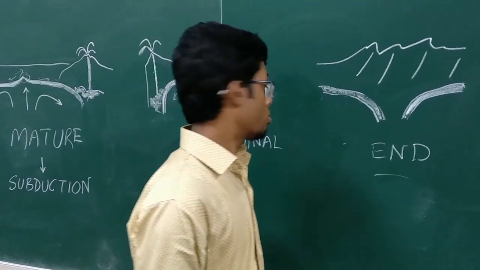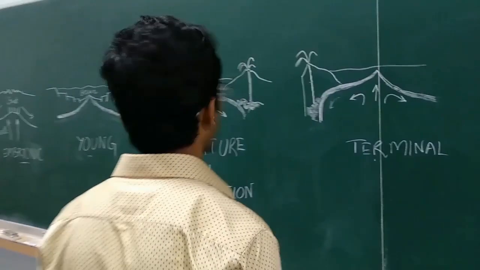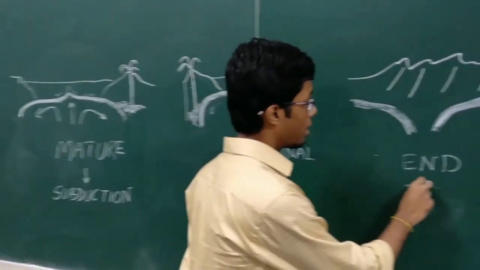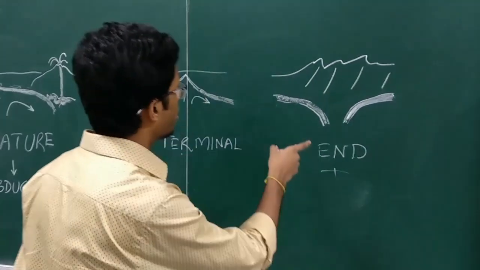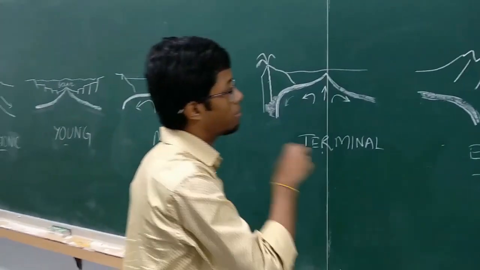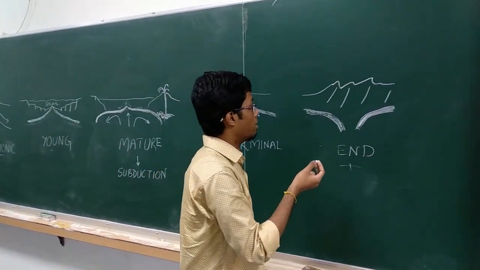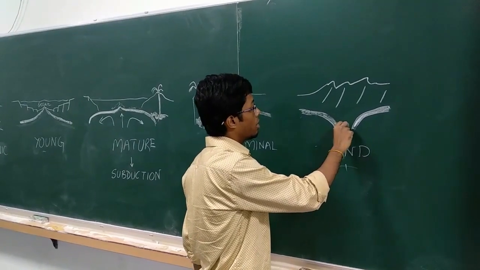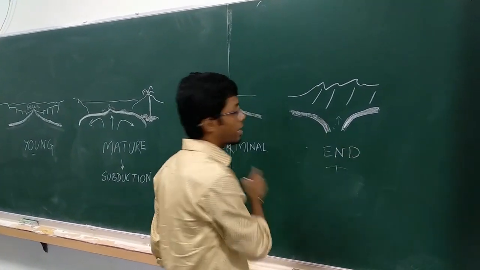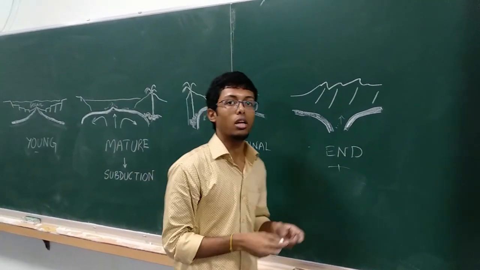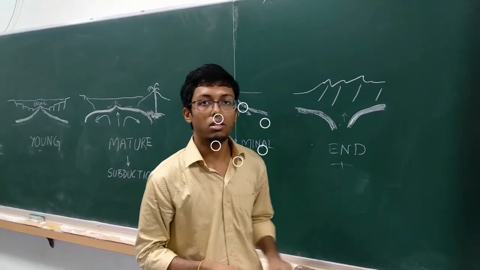So this way we have arrived at the beginning of the Wilson cycle, because this actually links up with the very beginning. Now this region is weak, and in future this may again lead to further rifting, and the cycle will continue over and over again. So that's it. That's for the stages of the Wilson cycle.